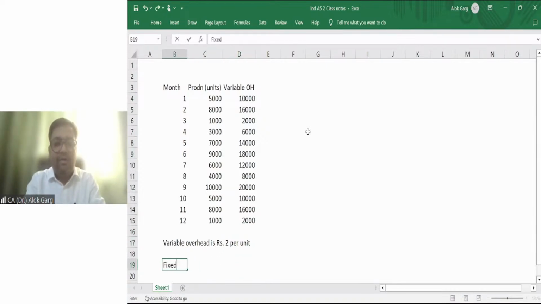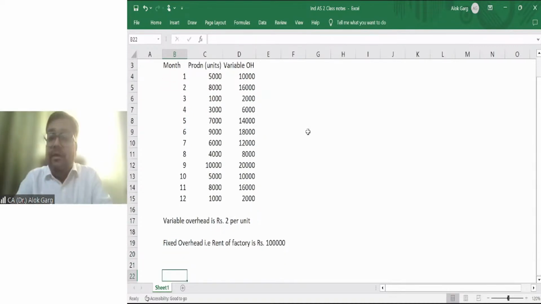Now, there is a fixed overhead. Fixed overhead is fixed in totality. Say that is rent, which is rupees 1 lakh. Now the question arises how to allocate this fixed overhead. Right? Sir, it is very simple. Whatever is the unit of production, we will divide this fixed overhead by the unit of production. Answer is yes, as well as answer is no. Let me tell you.